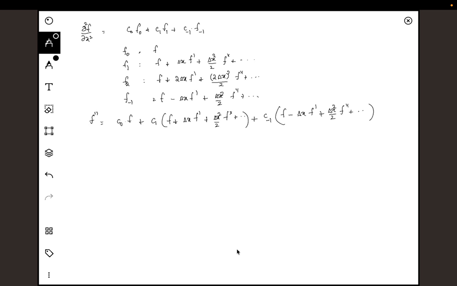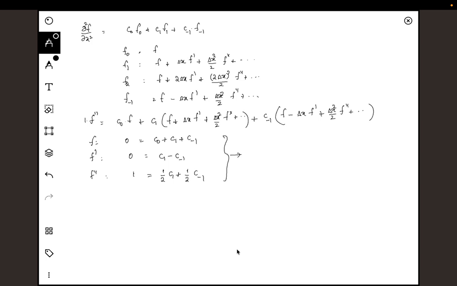So if I compare the coefficients, first let's compare the f terms. On the LHS we have 0, on the RHS we have c0 plus c1 plus c minus 1. Now if we compare terms for f prime, it is 0 equals c1 minus c minus 1. And for f double prime, on the LHS we have 1, equal to, for c0 we do not have any, but here we have 1 by 2 into c1 plus 1 by 2 into c minus 1. So these will be the three equations, and I have three unknowns that I should be able to solve.